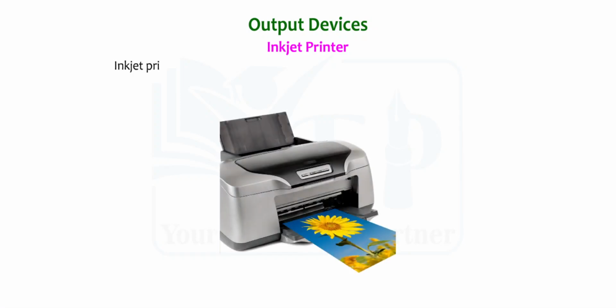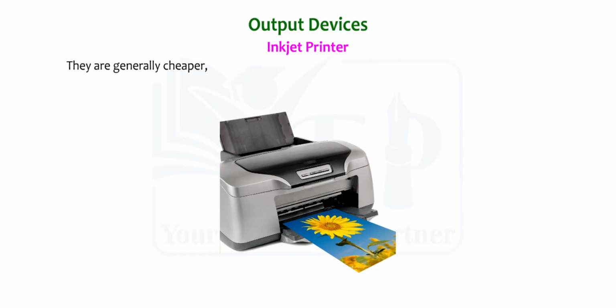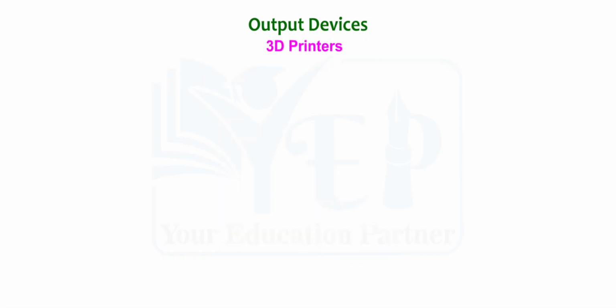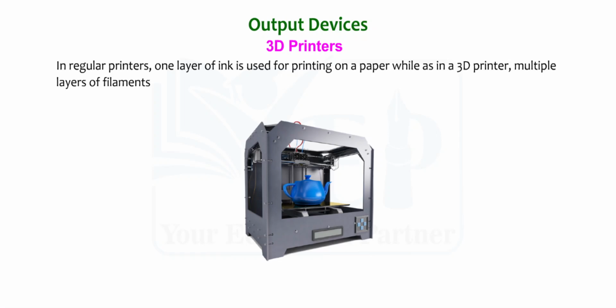Inkjet printer. Inkjet printers work by spraying microscopic droplets of ink onto the paper. They are generally cheaper, smaller, and can print both text documents as well as high-quality colored images, especially photos. 3D printers. In regular printers, one layer of ink is used for printing on a paper while, in a 3D printer, multiple layers of filaments, raw material, are stacked upon each other to create complex 3D models.